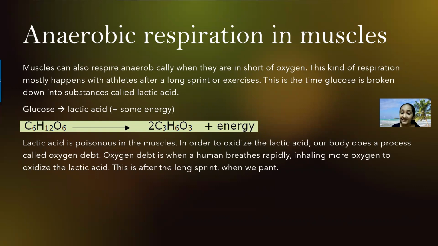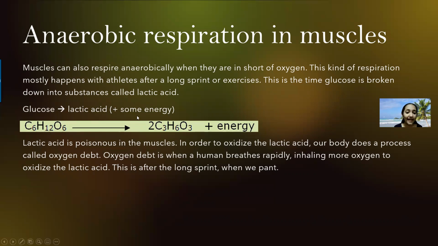In order to oxidize this lactic acid, our body does a process called oxygen debt. Oxygen debt is when a human breathes rapidly, inhaling more oxygen to oxidize the lactic acid. After a long sprint, that's when we pant. When we are breathing rapidly after a long sprint, we are inhaling so much oxygen to break down the poisonous lactic acid. Lactic acid causes cramps in your thighs, creating so much pain. And that poisonous lactic acid is really bad in our body. So we do the process of oxygen debt to break it down.